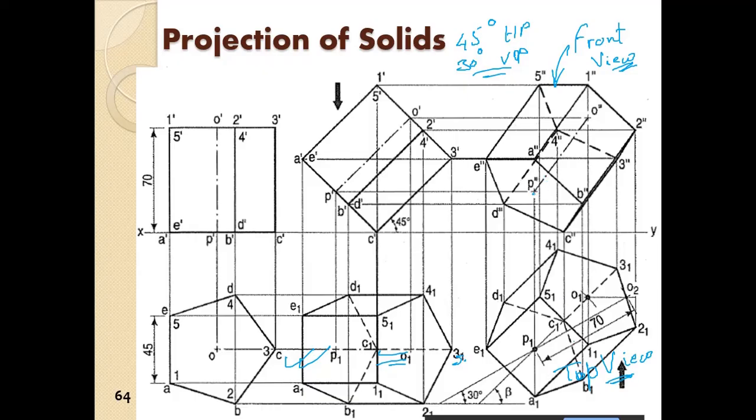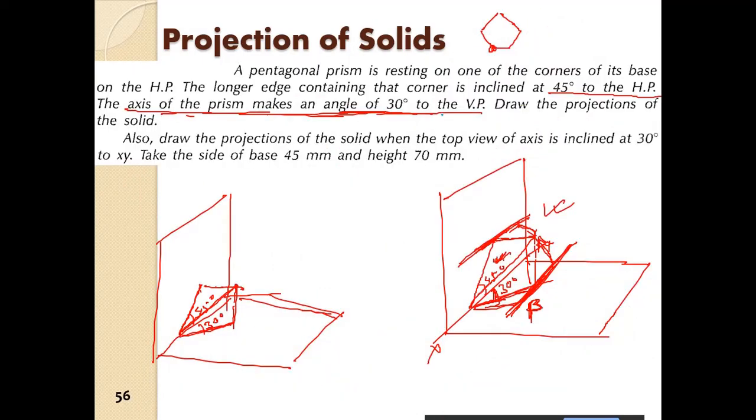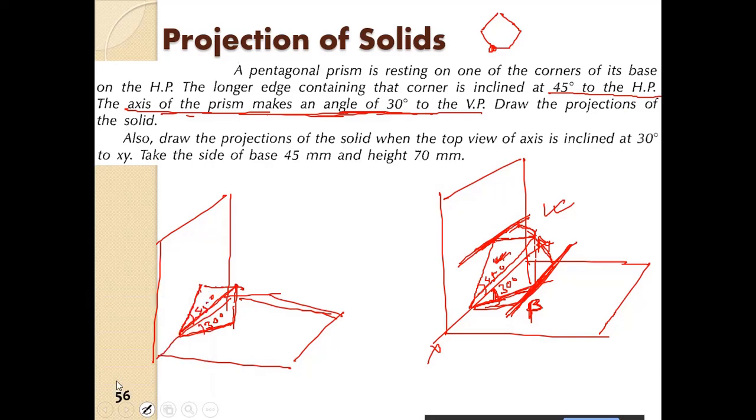axis. So here this is alpha, this angle is alpha. Okay, so the axis is now at 45 degree and at 30 degree here. Okay, so this is 30 degree. Now if you notice the second part, it is written: also draw the projection of the solid when the top view of the axis is inclined at 30 degree. So the top view, that is when the beta is already given, so it is 30 degree. Alright, here phi was given, so it is inclined at 30 degree to the VP.